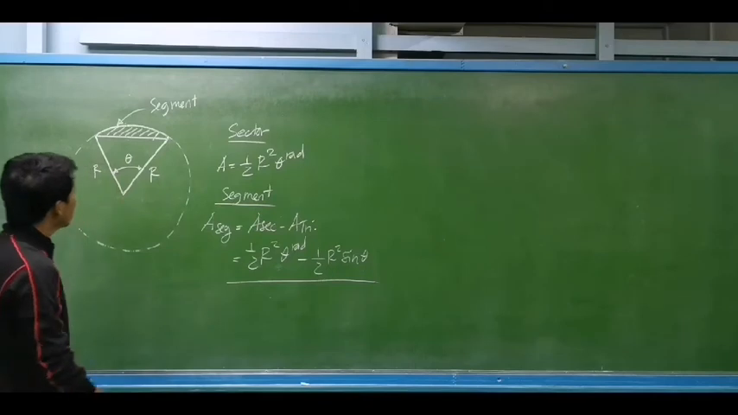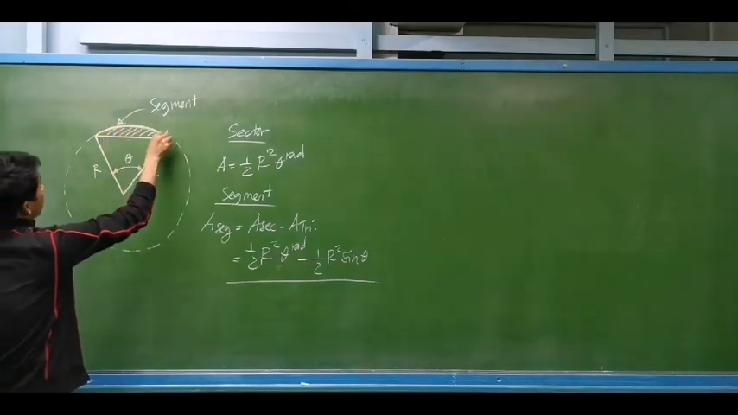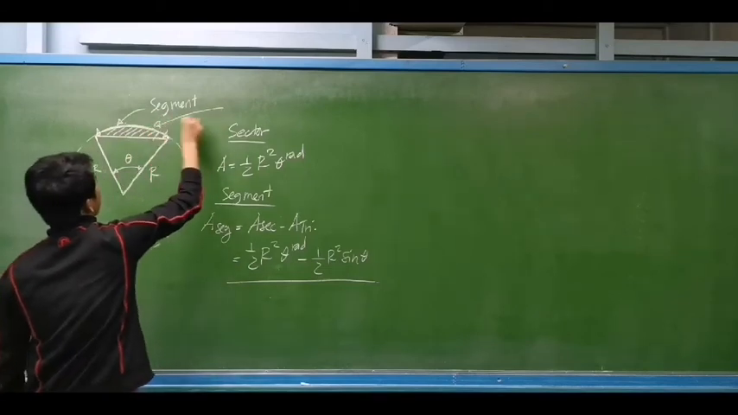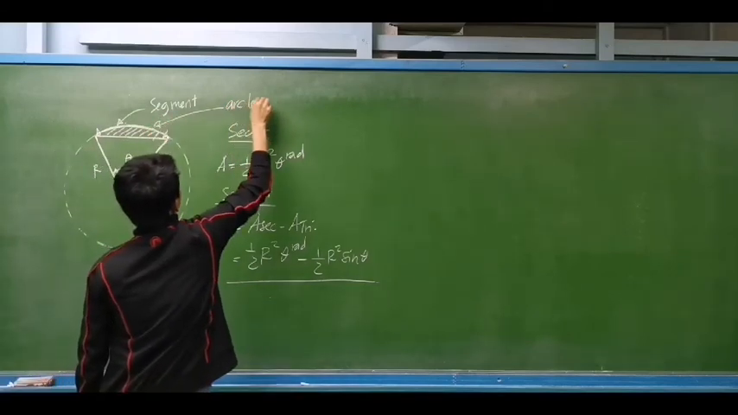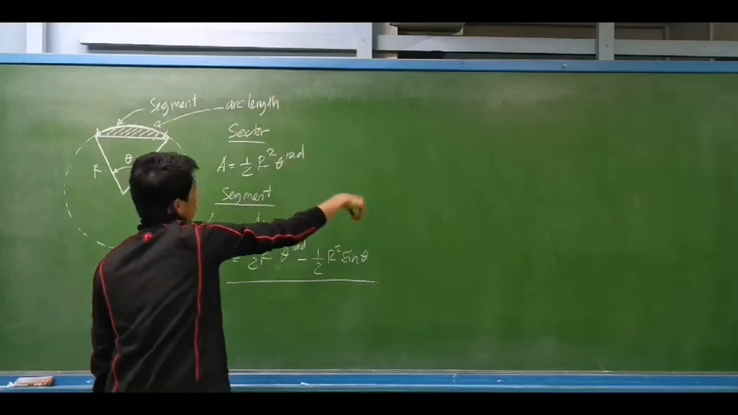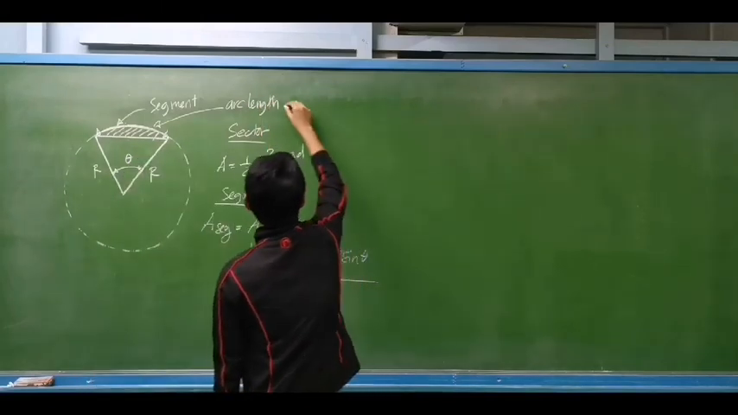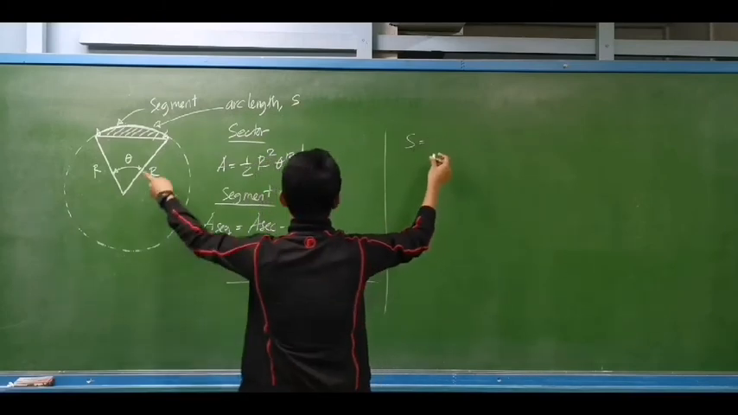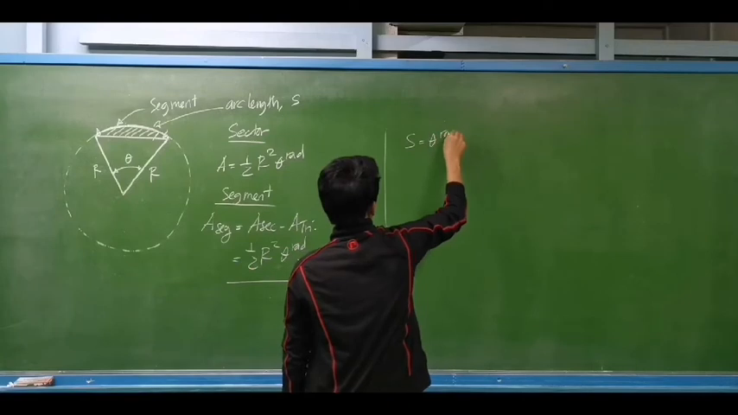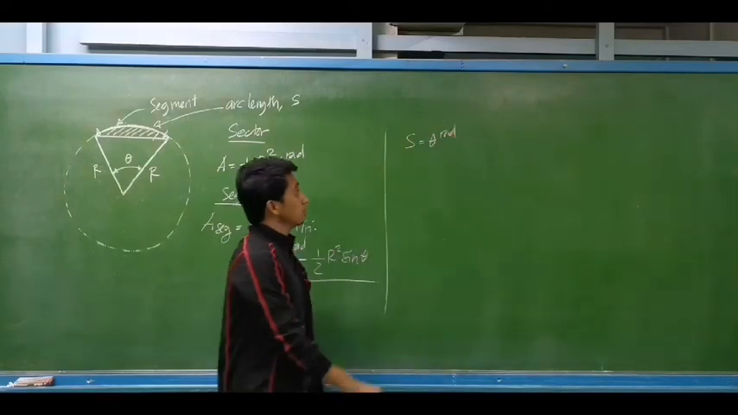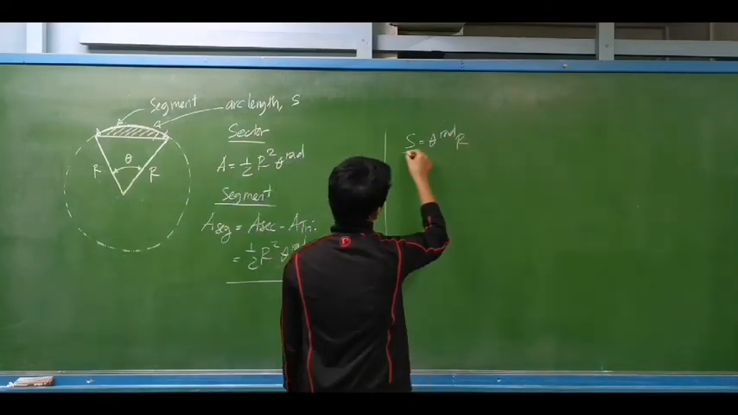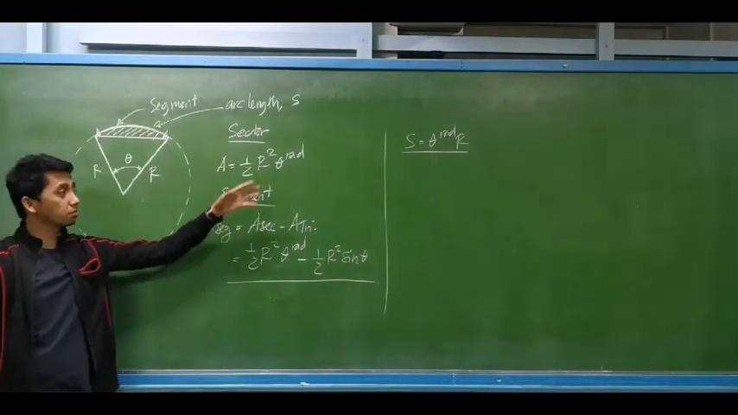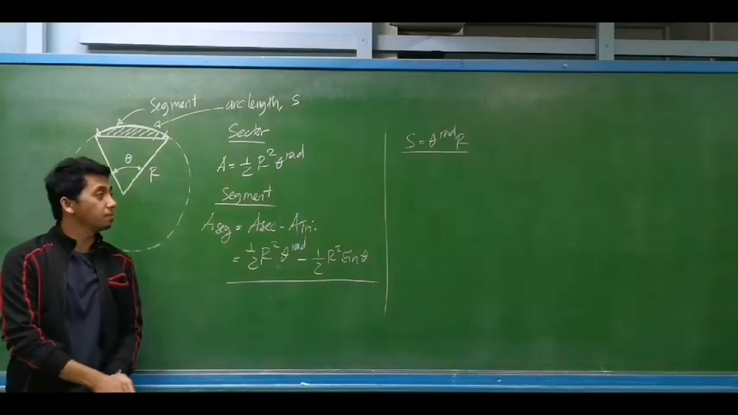So, okay? But then how do we compute for arc length? Ito naman. How do we compute for an arc length? So, yung arc length naman, let's say, in terms of S, we have arc length is equal to the central angle theta, kailangan lang i-convert sa radian, multiplied by the radius. So, ito yung mga other parts ng circle. We have sector, the segment, and the arc length. So, let's have an example.